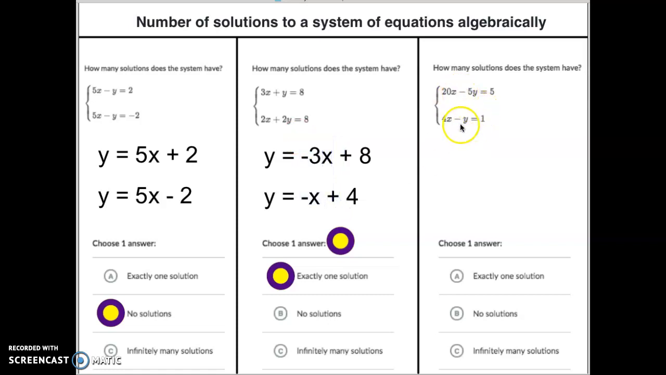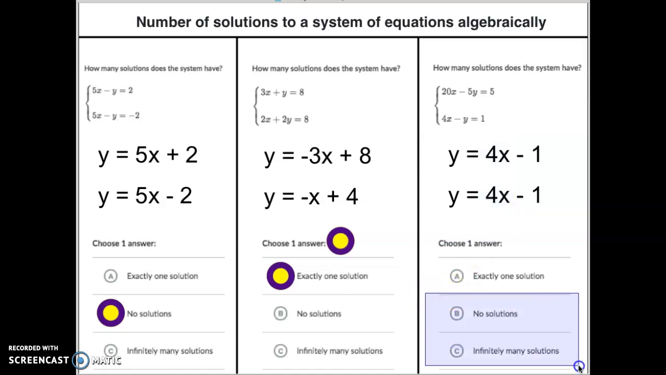Okay, so let's do the third one. Again, I will solve these and put them into y equals mx plus b format. So I end up with these two equations. First thing we look at is the slopes. Are they exactly the same? Yes, they are. Because they are, it's going to fit into one of two categories, no solutions or infinite solutions. And then we look at whether the y-intercepts are the same. In this case, yes, they are. They both cross at negative 1. You'll notice the two equations are exactly the same, which means the two lines are exactly the same. Every point on the graph matches up, so on this one you would have an infinite number of solutions.